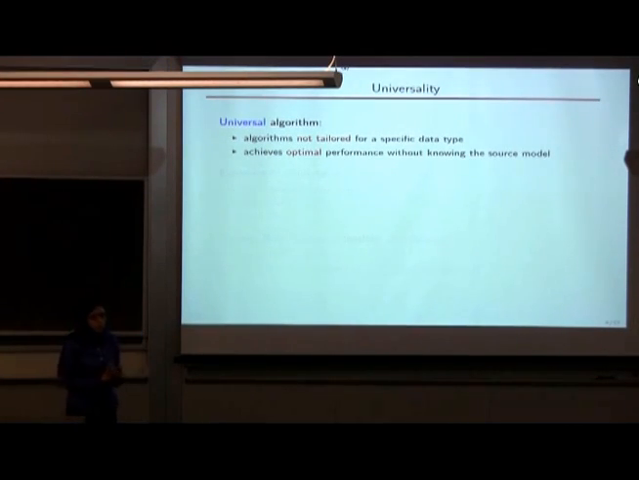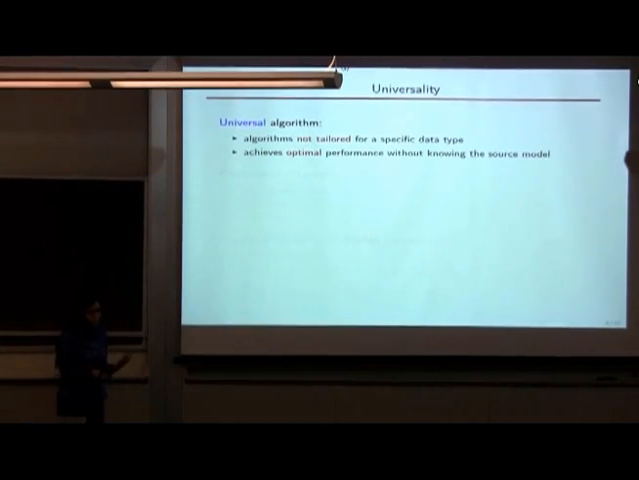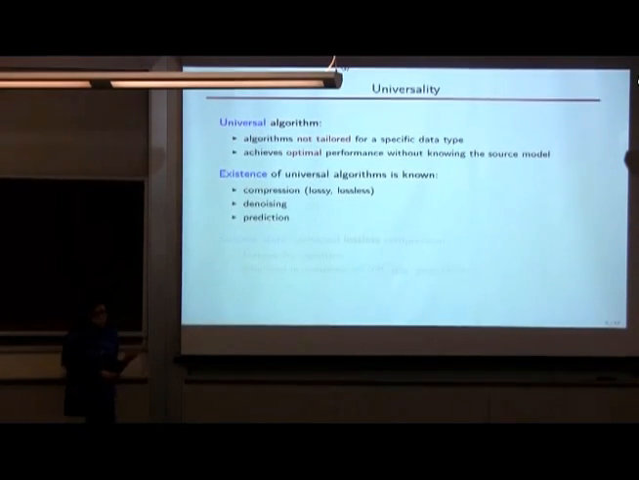An algorithm is called universal if it's not designed for a specific data distribution, data structure, and so on, but still achieves the optimum performance without having this knowledge about the structure of the data. It's not obvious that such algorithms even exist that can get to the optimal point without knowing the source distribution. But people have proved that in some cases, like data compression, denoising, and prediction, such universal algorithms exist that get to the optimal performance without knowing the source distribution.